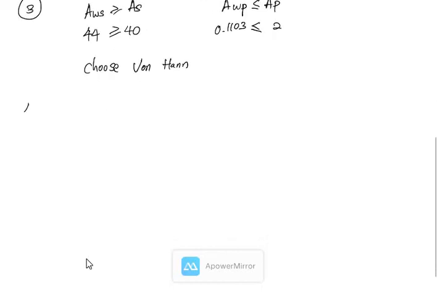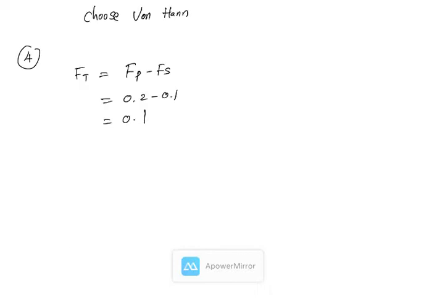And then the next step is to select the N. Ft, the transition width, is equal to Fp minus Fs, which is 0.2 minus 0.1, equal to 0.1. If you notice, the previous example was Fs minus Fp. Okay, but this question is Fp minus Fs.